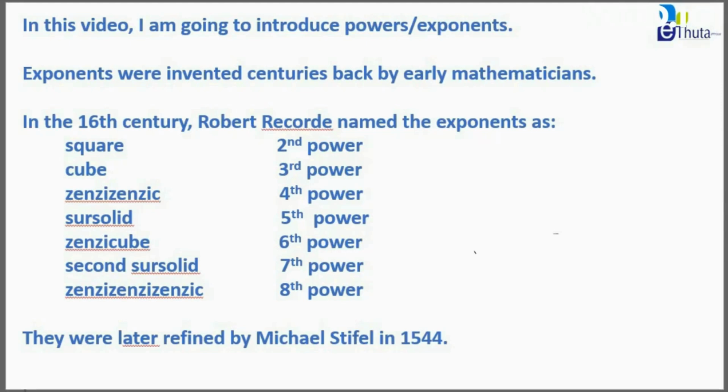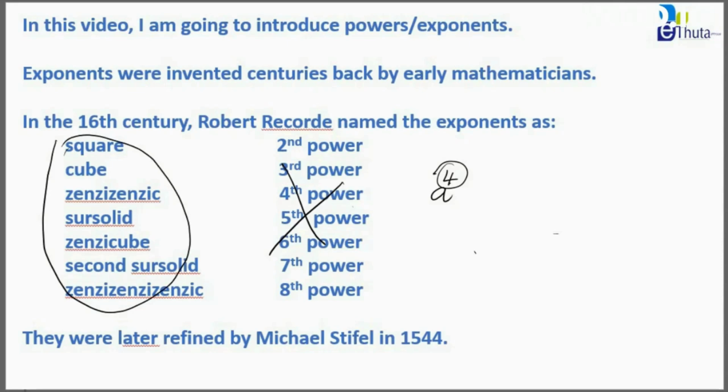And then we say a number, if it is raised to the fourth power, we can write it as a to the power 4. Now, during those days, they would say zenzizenzic. Then they knew that the number is raised to the power 4. So all this was not known during that time. All they knew were these terms.